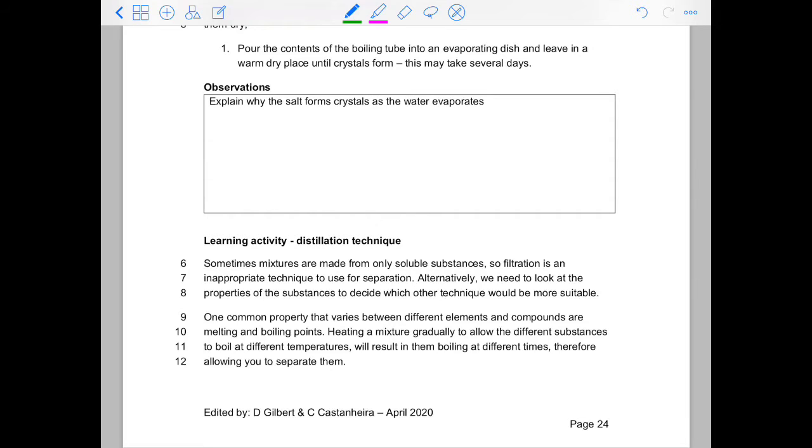So that would be filtration and evaporation, two ways to separate out a substance from a mixture. Another way to separate out from the mixture is distillation. This is usually used for two liquids, two what we call miscible liquids. Now, miscible means simply that they can be mixed easily.